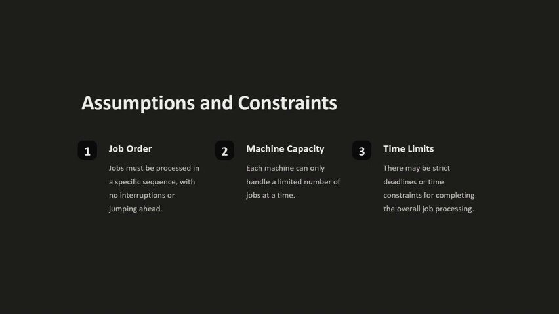Now, the assumptions and constraints that are necessary to take care of while solving the n job problems using three machines. The first one is job order. Jobs must be processed in a specific sequence with no interruptions or jumping ahead. The second one is machine capacity. Each machine can only handle a limited number of jobs at a time. And lastly, the time limit. There may be strict deadlines or time constraints for completing the overall job processing.